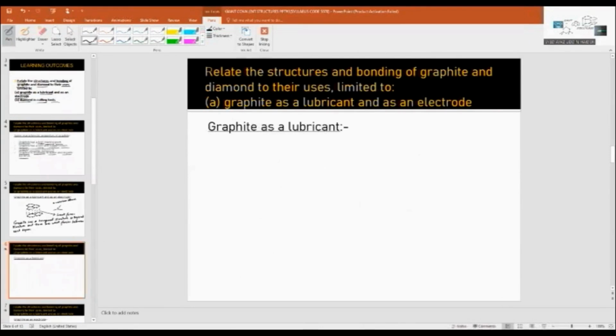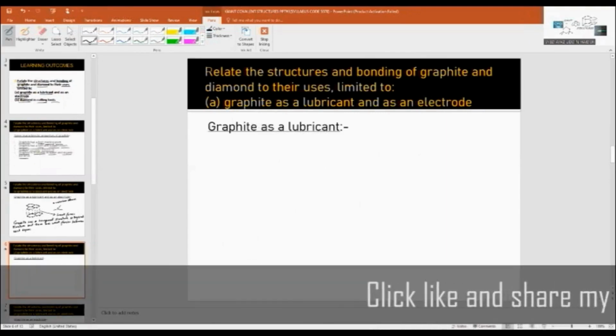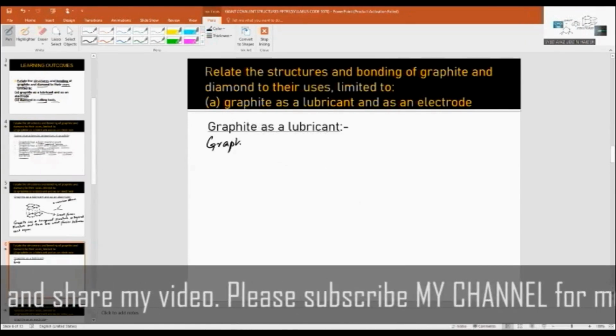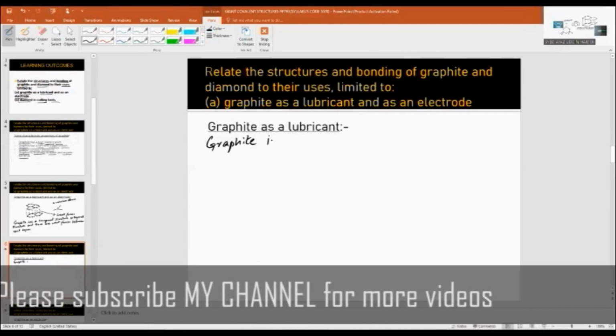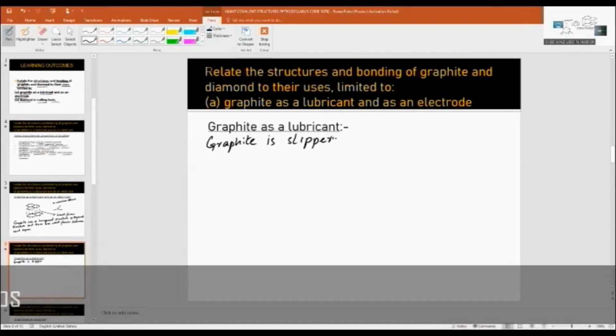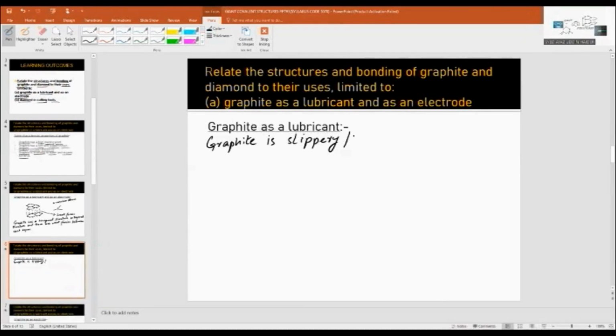Graphite as a lubricant. Graphite is slippery, soft, used as lubricant.